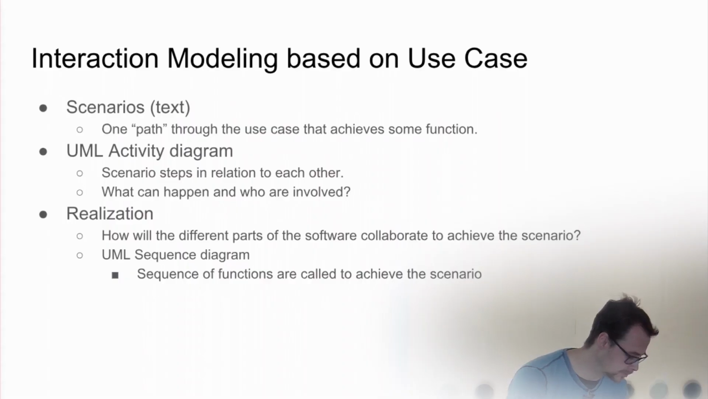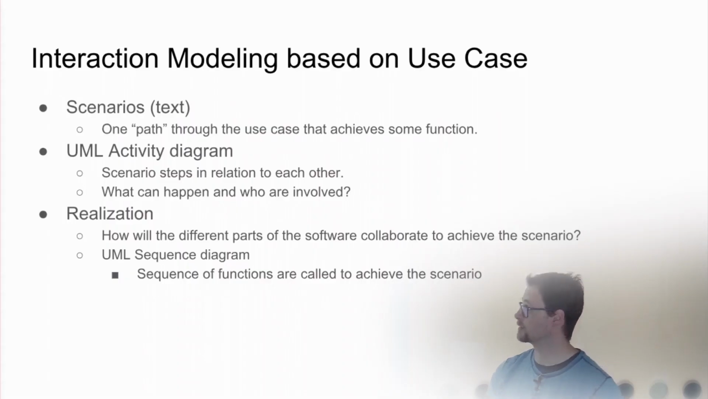So the activity diagram shows exactly the same thing as the scenario. Well, basically the same thing. It shows at least the flow, the exact flow of the scenario. Activity diagrams can be used for other things also. They can be used for visualizing algorithms and stuff like that. But they can be used for this type of interaction modeling based on use cases.